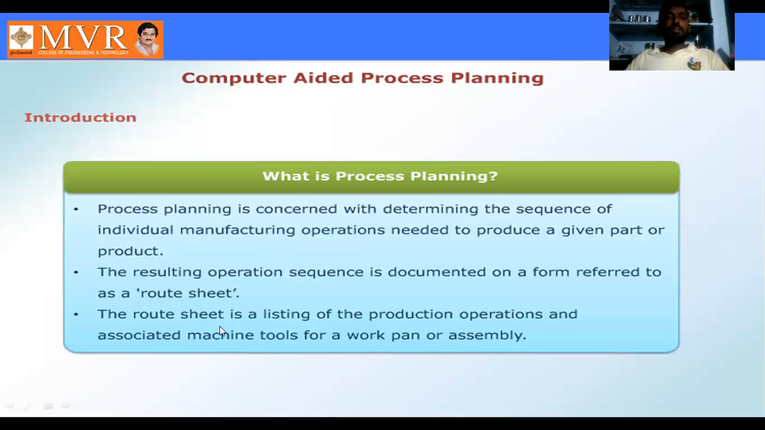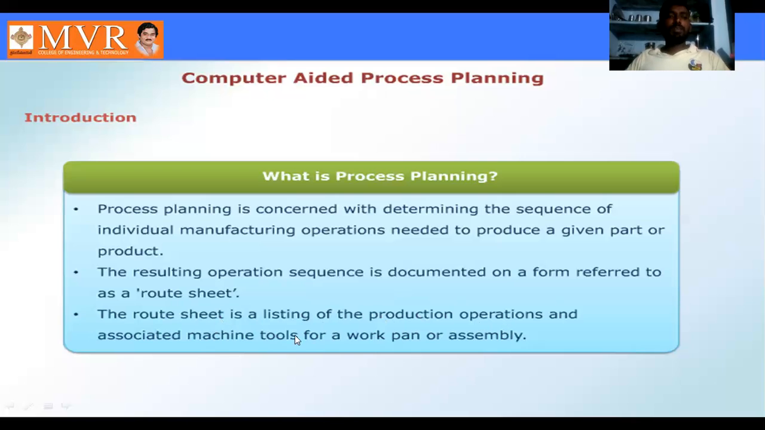So see here, the route sheet is a listing of production operations. Here we are planning in the sheet. When we open the sheet, we see the listing of the production operations. In the list we have 1, 2, 3, 4, 5. First is drilling, second is milling, third is boring, fourth is surface finishing. These operations we can see on the route sheet.